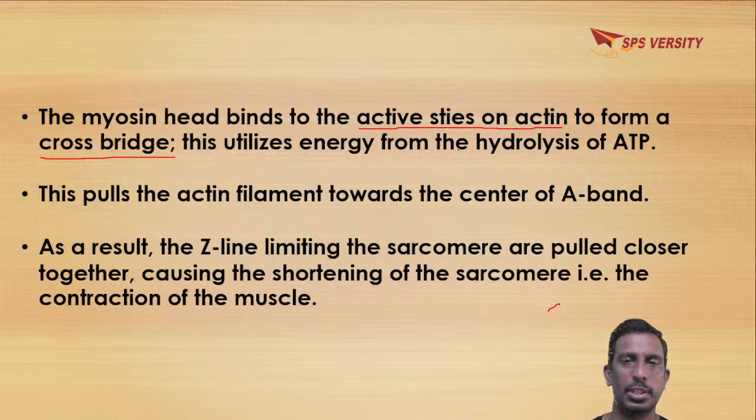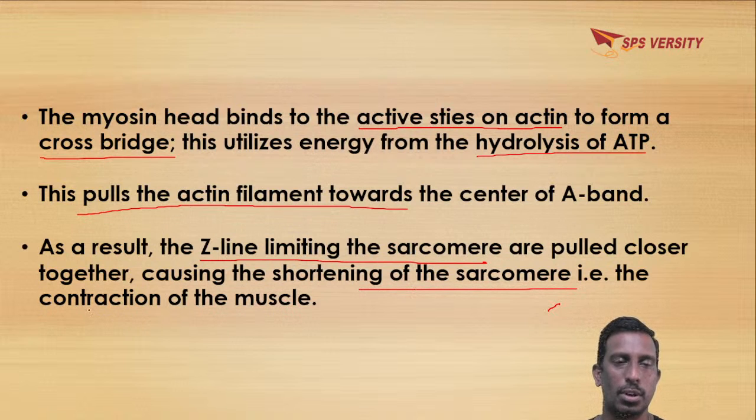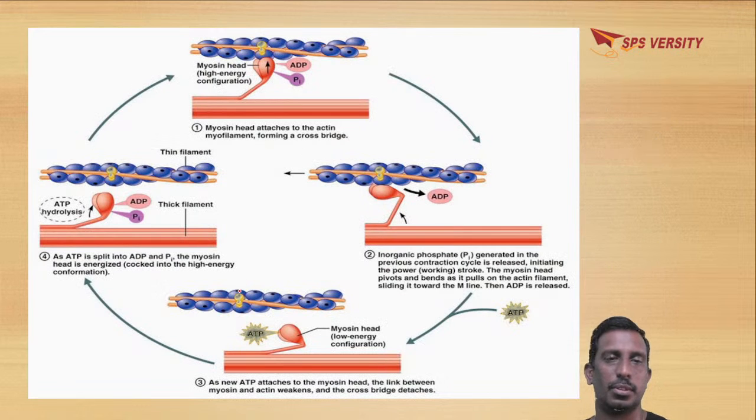For formation of this, energy is required, by hydrolysis of ATP. This energy is used to pull the actin filament towards the center. As a result, the Z lines limiting the sarcomere are pulled closer together. Due to this, shortening of the sarcomere takes place, which is nothing but the contraction of muscles.